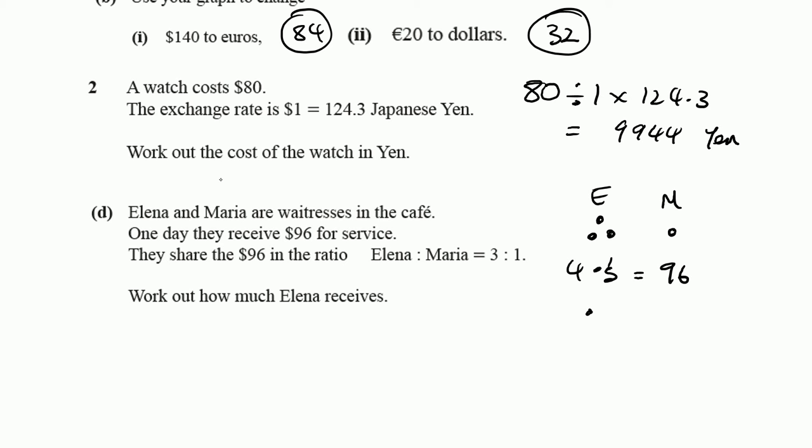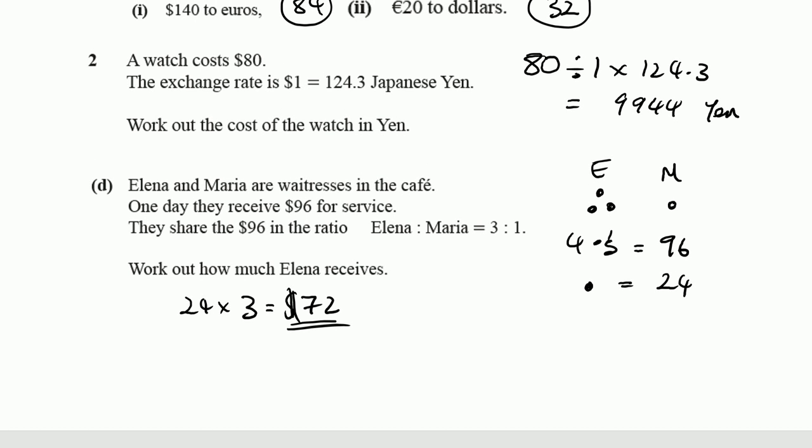$96. 1 dot is worth 96 divided by 4, which is $24. Elena gets 3 of these, 24 times 3. And that's going to get us $72 for Elena. And that's the end of these questions.